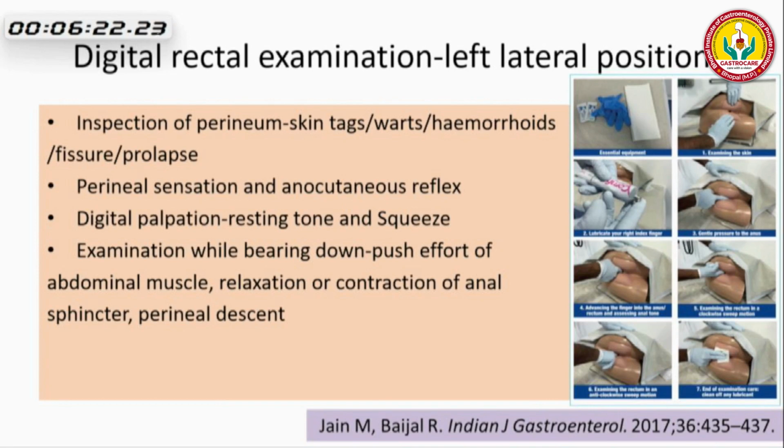Digital palpation should be done for assessing the resting tone, and then we should ask the patient to squeeze and look for the squeeze pressures. And then we should ask the patient to bear down or behave as if they are passing motions. While testing this, we should place our left hand over the anterior abdominal wall of the patient to appreciate the push effort of the abdominal muscle. We should look for the relaxation or contraction of the anal sphincter and perineal descent.